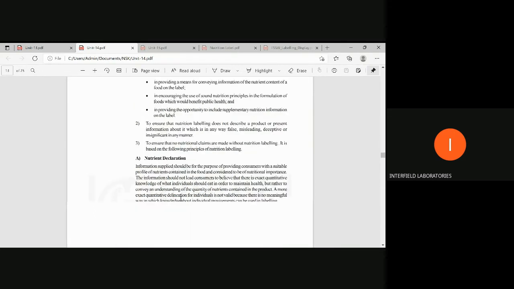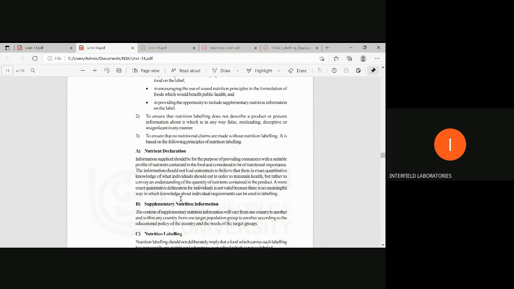Nutrient declaration. So the information supplied should be for the purpose of providing consumers with a suitable profile of nutrients contained in the food and considered to be of nutritional importance. And the content of supplementary nutrition information will vary from one country to another and within any country from one target population group to another.